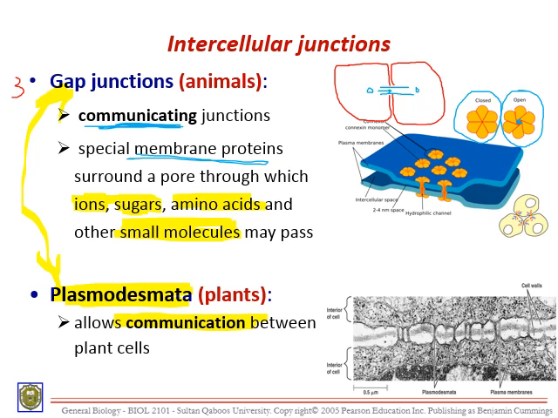So just look here. This is the plasmodesmata. You can see this is a tiny channel that can allow small molecules to be exchanged between one plant cell and its neighboring plant cell. So it connects the cytoplasm of two cells together. So again, ions can be exchanged, sugars can be exchanged, and amino acids can be exchanged.